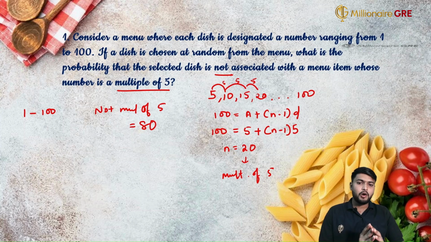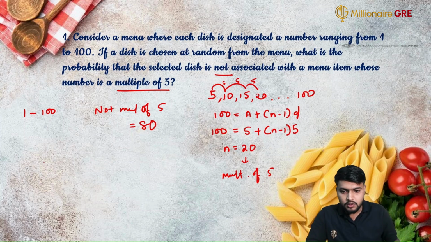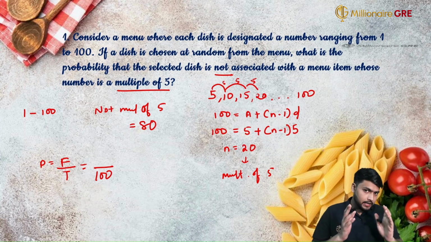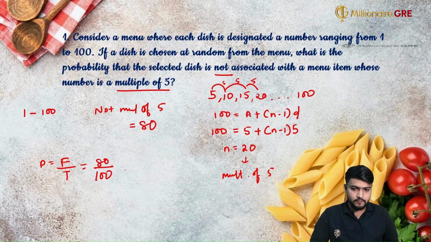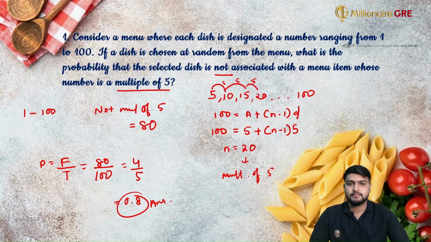We have to find the probability that the chosen number is not a multiple of 5. Probability is favorable upon total. Total numbers are 100 and 80 numbers are not multiples of 5. So this is 4 upon 5. The answer is 4 upon 5, or in decimal terms, it's 0.8. That's our answer. Let's move on and do the second one.